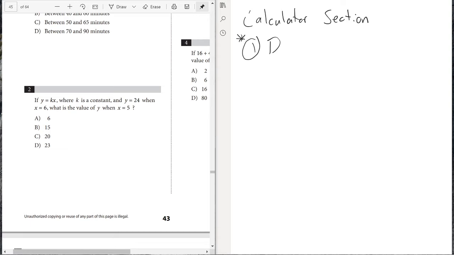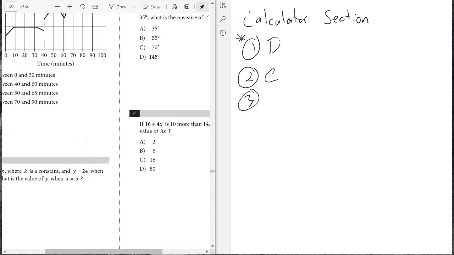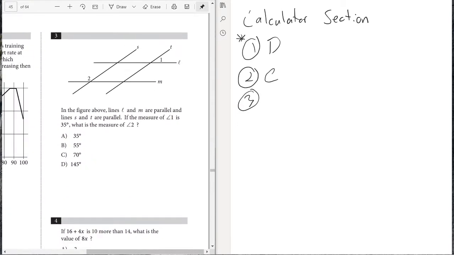Okay, y equals kx, k is a constant. Oh, okay, it's one of those. So y is 24 when x is 6. Then that'd be 4, so k is 4. So 20. All right, scroll on over to number 3.